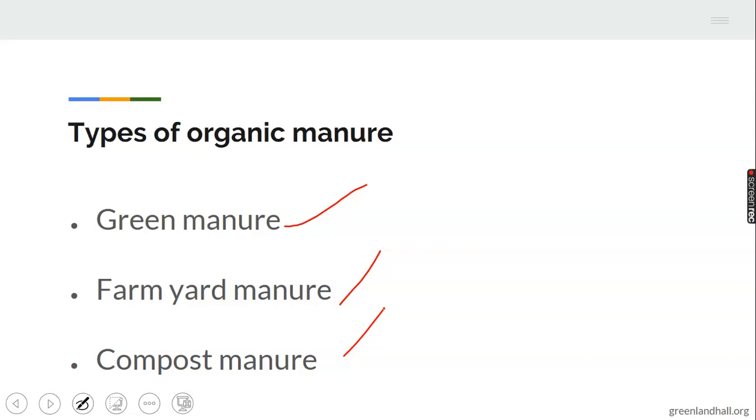Then we have farmyard manure, which is animal droppings. They are from animals, and animal droppings are also referred to as farmyard manure. While compost manure is a mixture made by the farmer of plant and animal matter which decay to add manure to the soil.